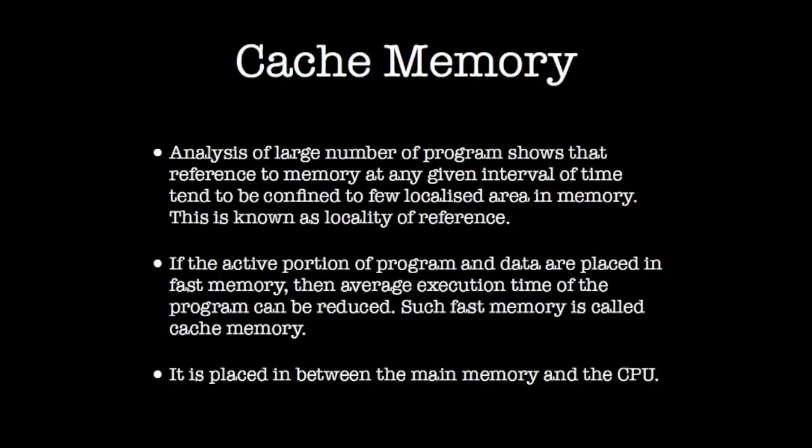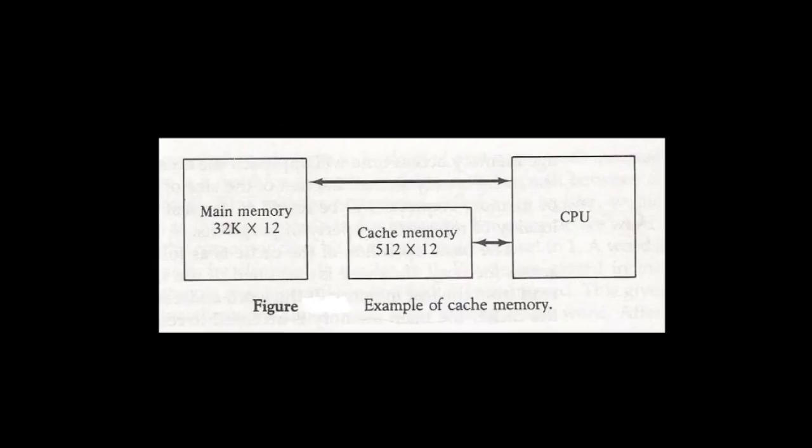And now cache memory. Analysis of a large number of programs shows that references to memory at any given interval of time tend to be confined to a few localized areas in the memory. This is known as the locality of reference. If an active portion of a program and data are placed in a fast memory, then the average execution time of the program can be reduced. Such fast memory is called cache memory.